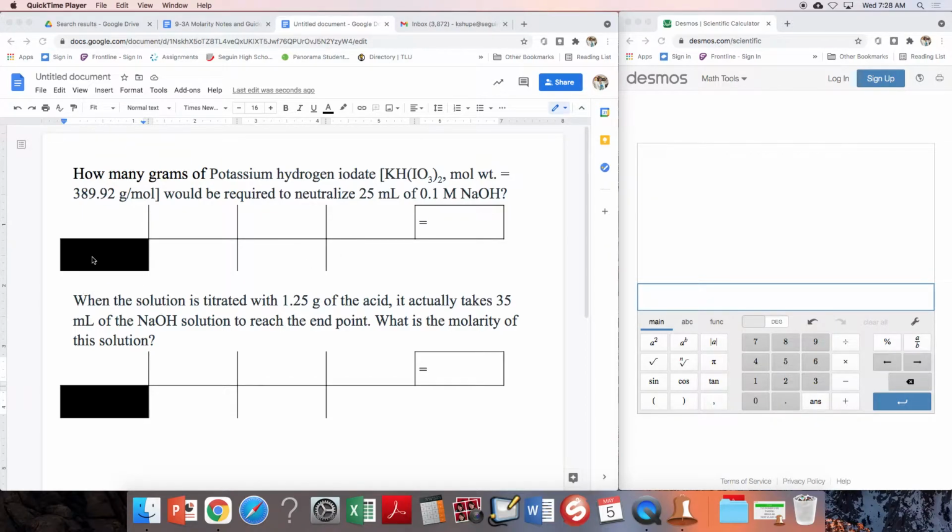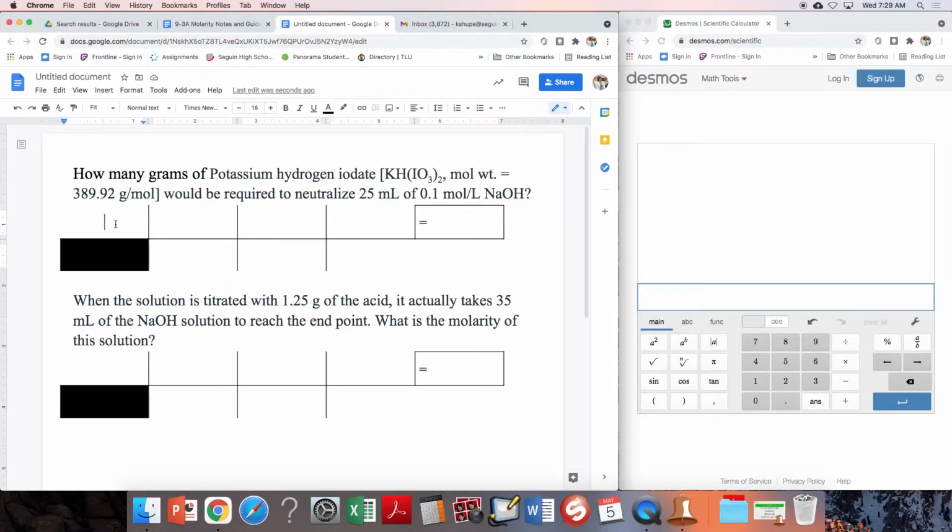So question 1, how many grams of potassium hydrogen iodate, which has a molar mass of this, would be required to neutralize 25 milliliters of 0.1 molar sodium hydroxide? So if you remember from 9-3, anytime we're doing a dimensional analysis problem that involves multiple numbers, we pick the number that only has one unit. Our volume is the only thing that has one unit, because remember, every time you see molarity, you need to think that this is moles per liter, because that's going to be important when we plug it into our tracks.